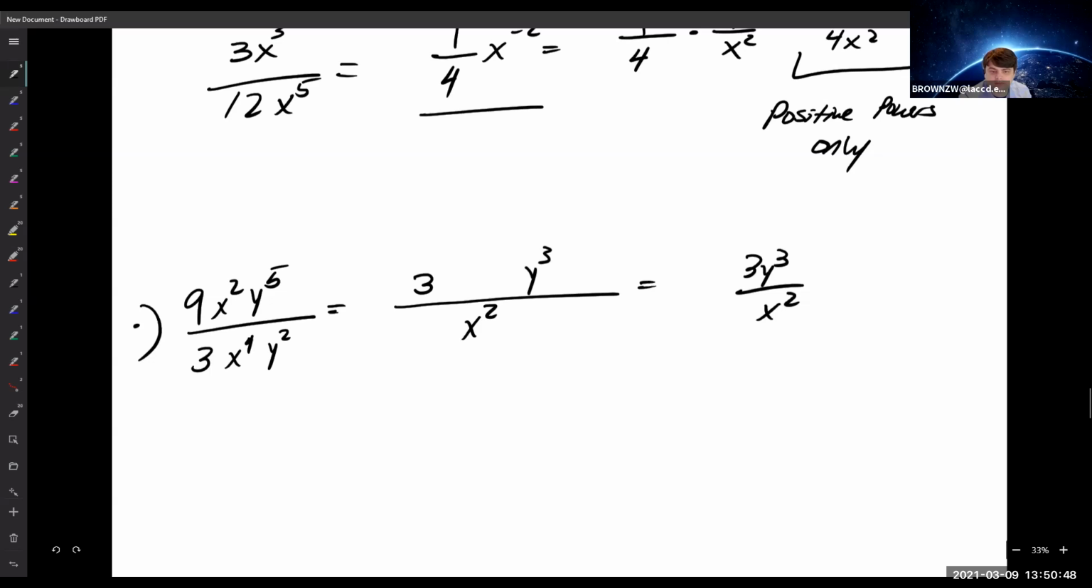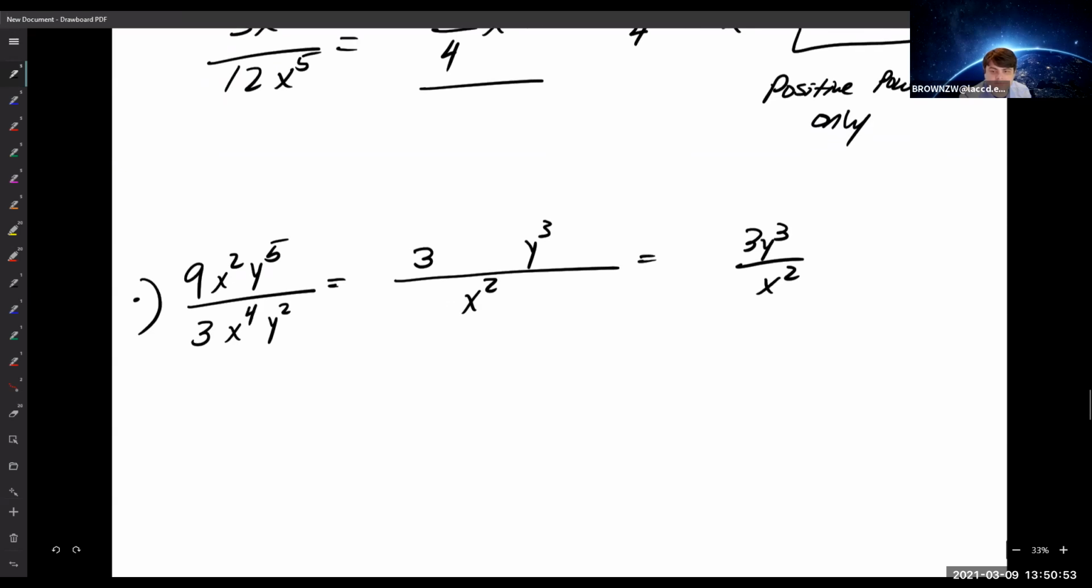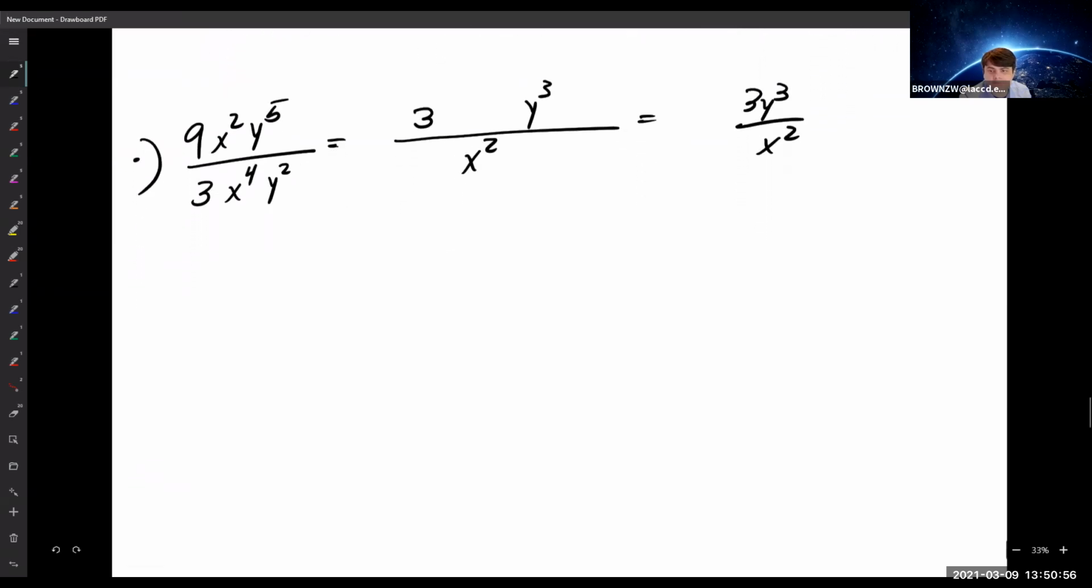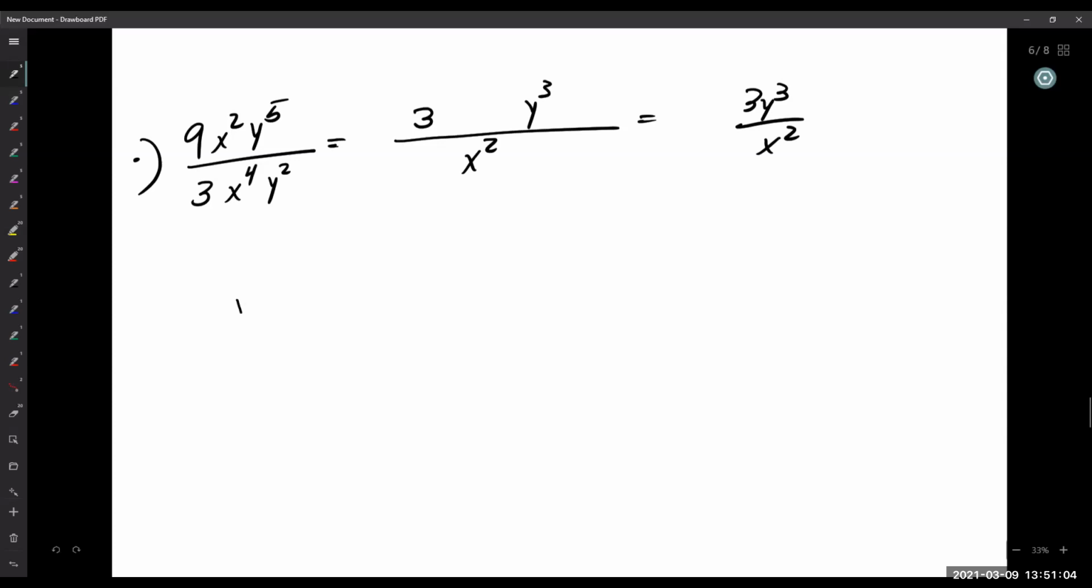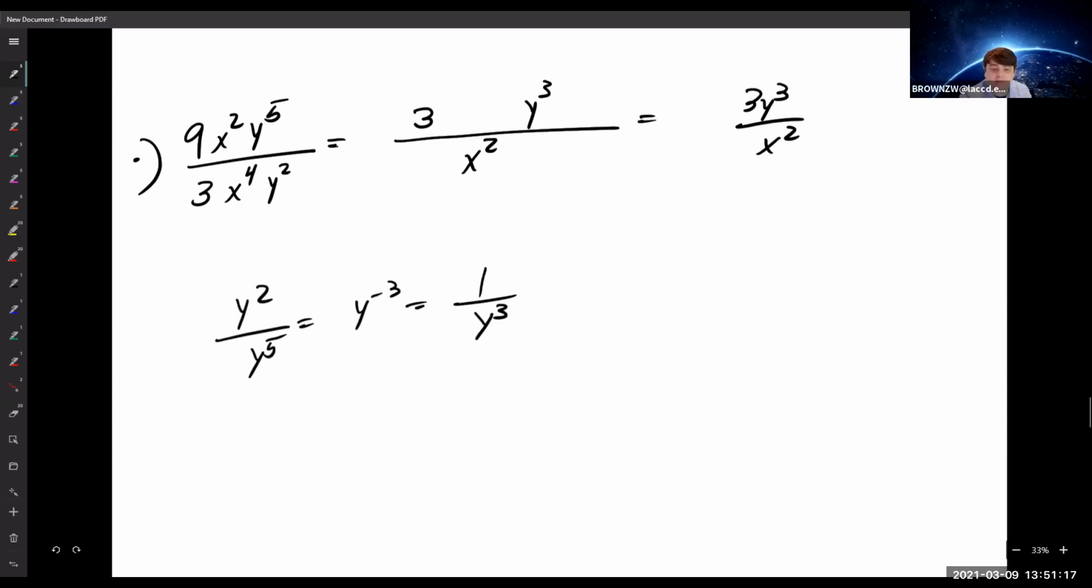Okay. Questions on this example, anybody? So, Professor, just as an example, let's just say it was y to the 2 minus 5, which would equal negative 3. Then would we put that y to the negative 3 down below next to the x squared? So in this example, if you had y squared over y to the 5th, technically, if you divide it out, that'd be y to the negative 3 or 1 over y cubed.